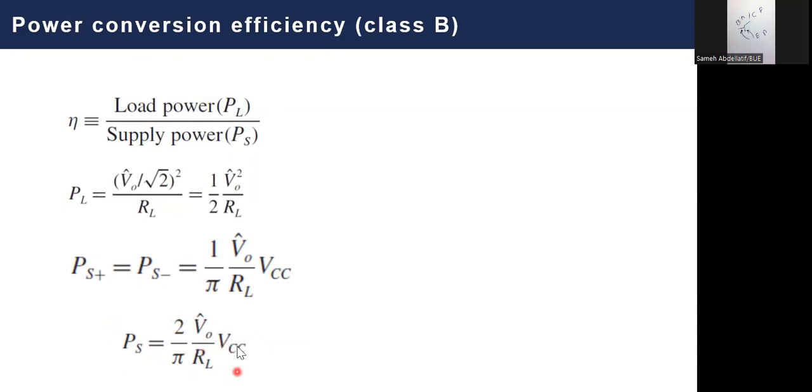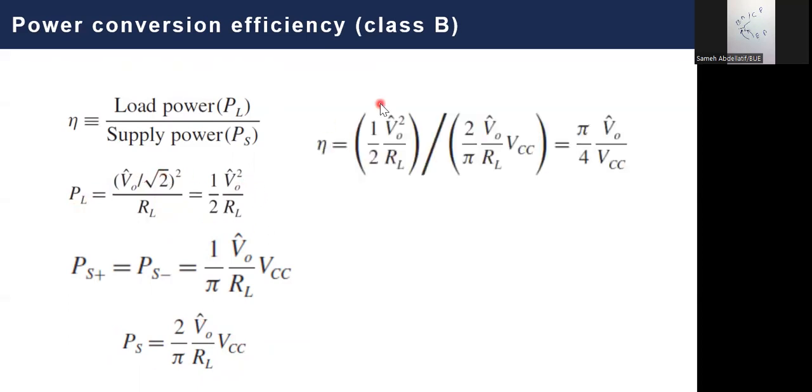Now you have the total power supplied. You have the total power reaching the load, so you can calculate the efficiency. Here, you will end up with a maximum efficiency of 78.5%. And I think now we answer the question, why we agree to have this dead band. This is simply the trade-off that appears in our design.